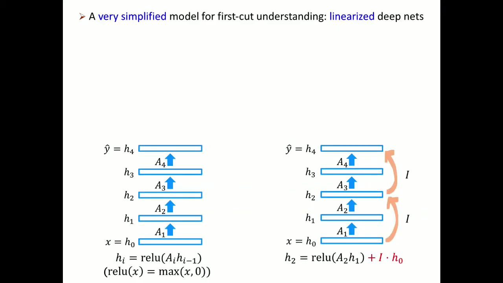We try to explain this using a very linearized version. We couldn't prove it for the nonlinear version, so we start with a very simplified model for a first-cut understanding of this phenomenon. We use linearized deep nets, by which I mean we just remove all of the ReLUs from the architectures. So H_i is a linear transformation of H_{i-1} on the left-hand side, and on the right-hand side it is a linear transformation of H1 plus identity times H0.